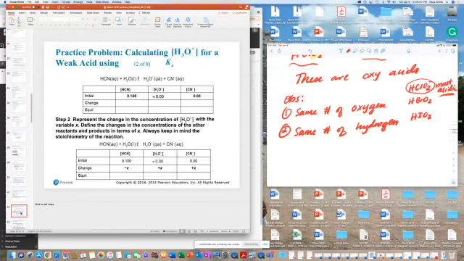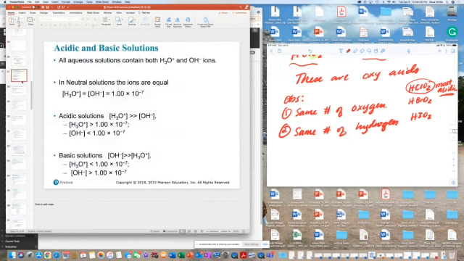It should say that somewhere in here. I'm just not seeing it right now. Maybe I skipped over it. It must have been that one slide. Anyway, larger Ka means stronger acid.